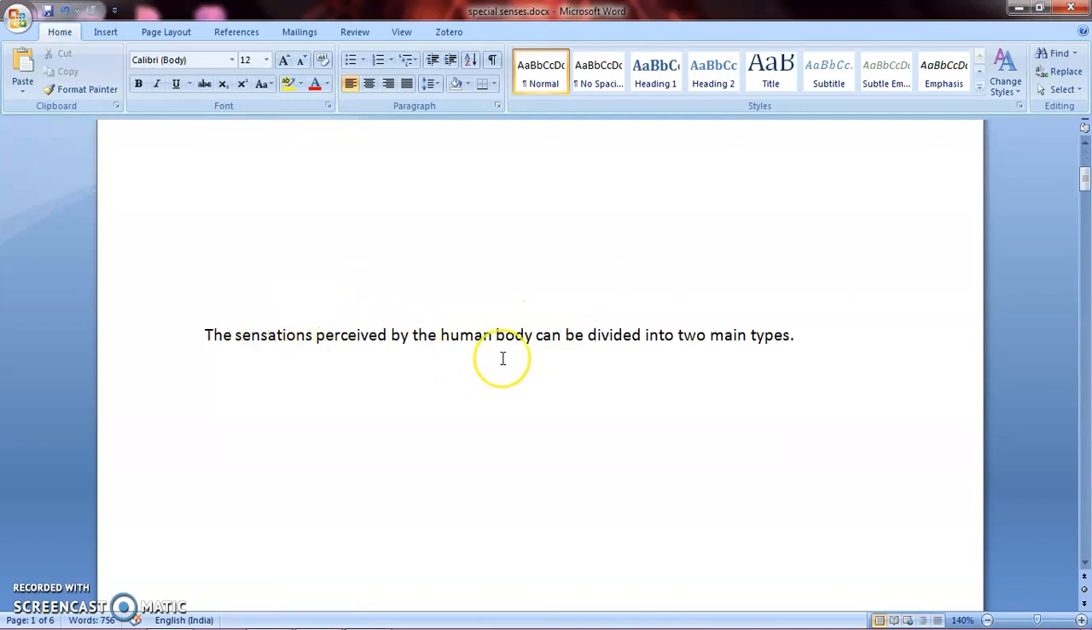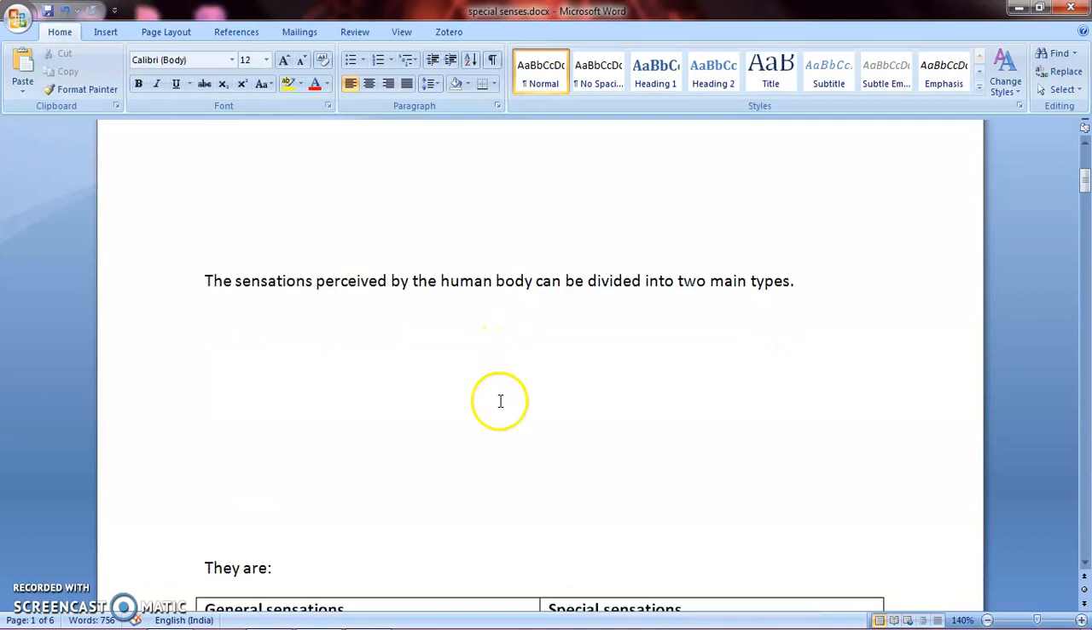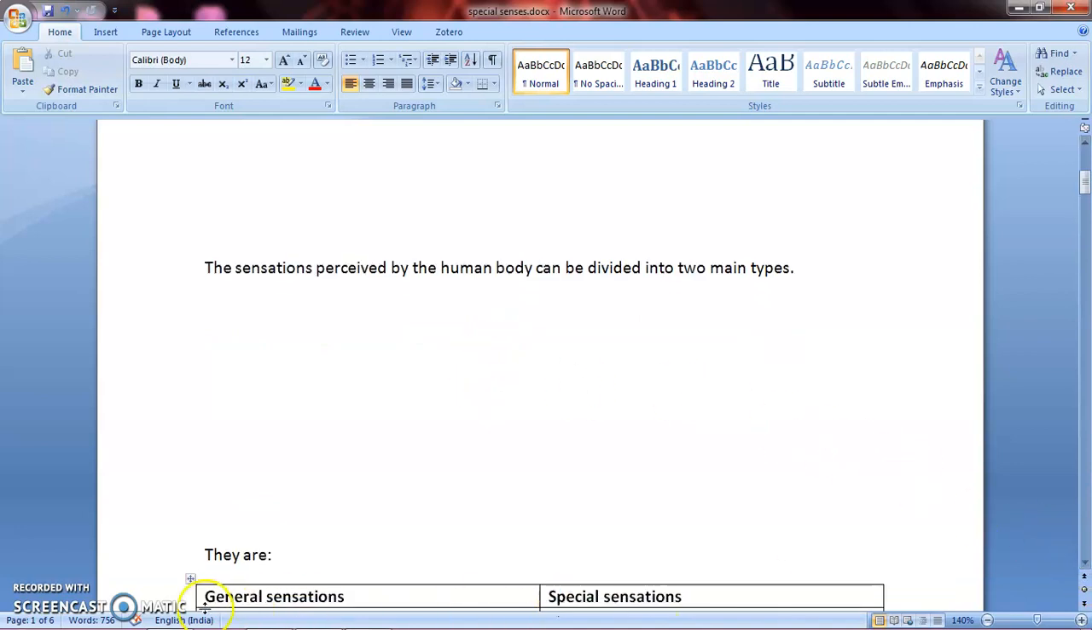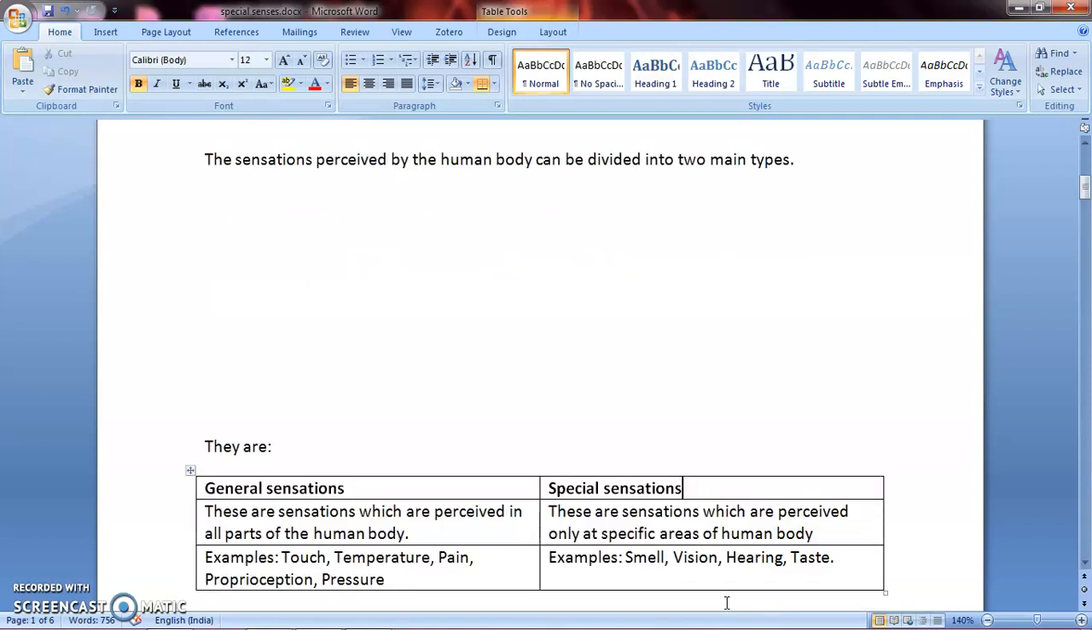The sensation perceived by the human body can be divided into two main types: general sensation and special sensation. So what is general sensation? These are sensations which can be felt throughout the body to the same extent. Whereas special sensations require specialized organs or receptors, as I was mentioning earlier. So only through them are we able to receive the sensation. Let's see what the general sensations are. They can be present in every part of our body. Examples: touch, temperature, pain, proprioception, pressure.